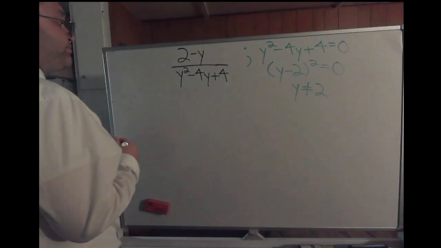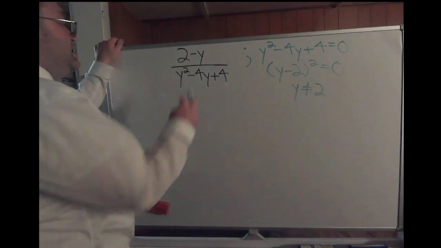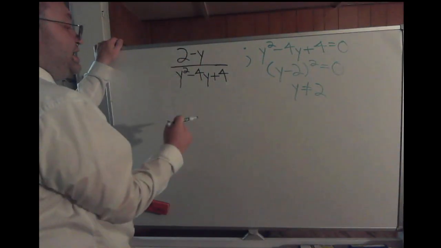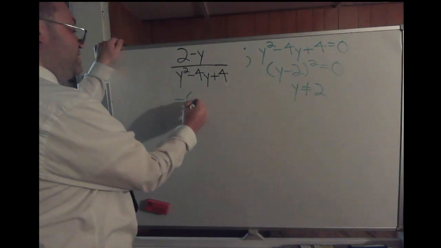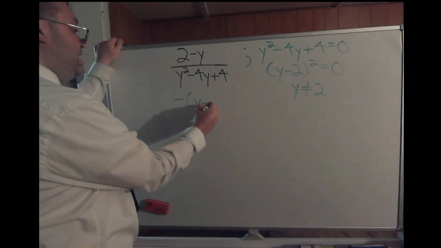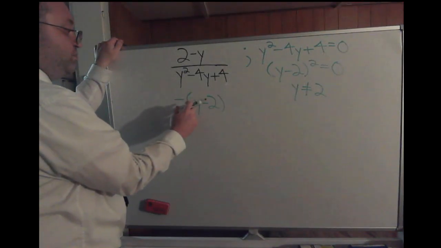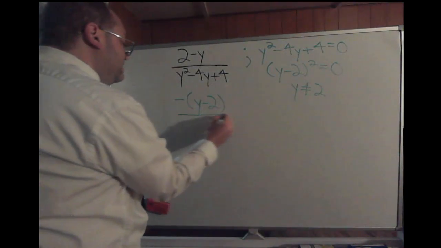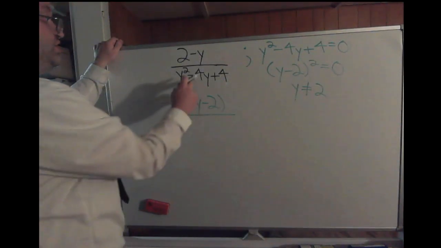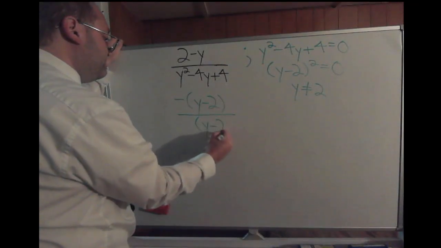So now let's start factoring. You have 2 minus y. We can factor out a negative 1, which would give you the quantity of y minus 2, because if you distribute the negative, you get negative y plus 2. It's the same as 2 minus y. Now we have the factorization of the denominator, that was y minus 2 to the second power.